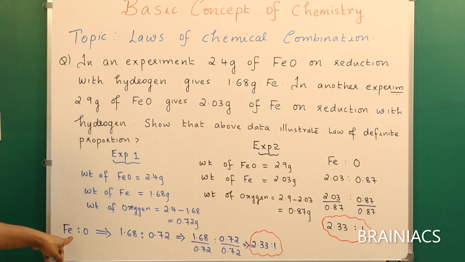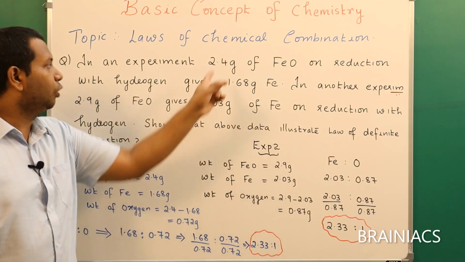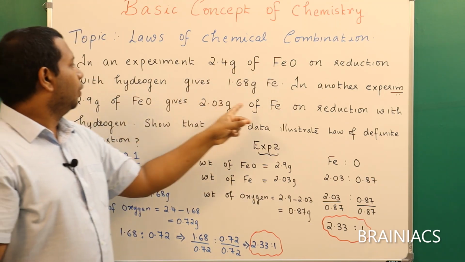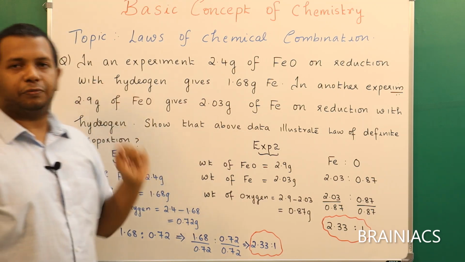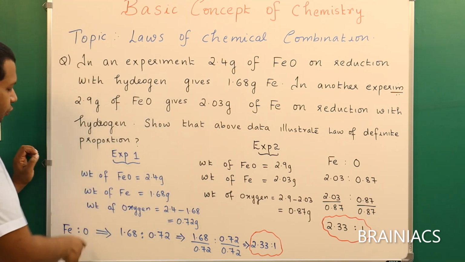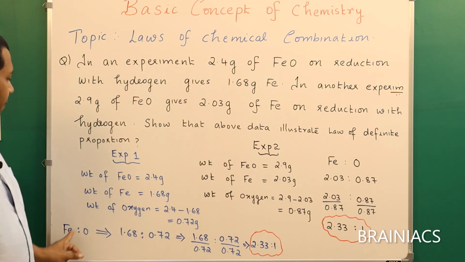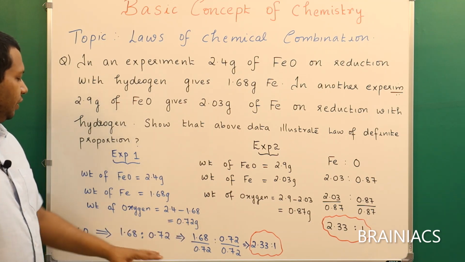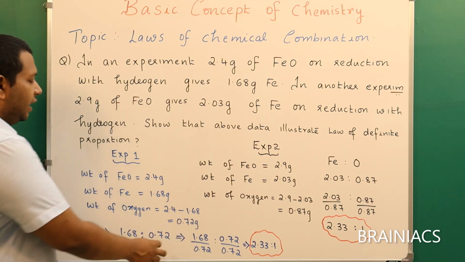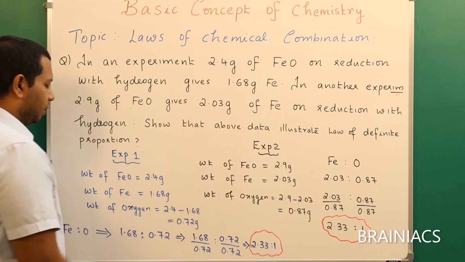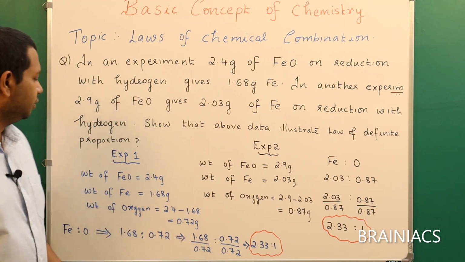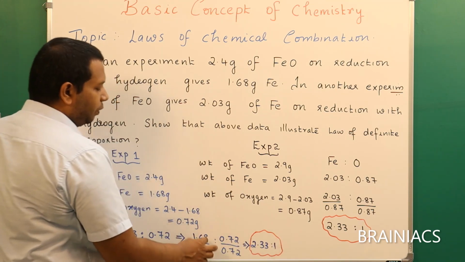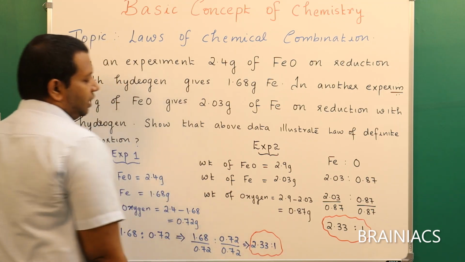Now we need to find the ratio of iron to oxygen in FeO, because only the masses of FeO given are different: 2.4 gram FeO in the first case and 2.9 gram of FeO in the second. Now Fe is to O will be equal to how much? Iron, the mass is 1.68, is to oxygen we have found 0.72. Now we will make it the simplest ratio. How do we do that? Take the lowest number out of these two and divide both numbers. So 1.68 by 0.72 is to 0.72 divided by 0.72. This value will become 1, and 1.68 by 0.72 will become 2.33.